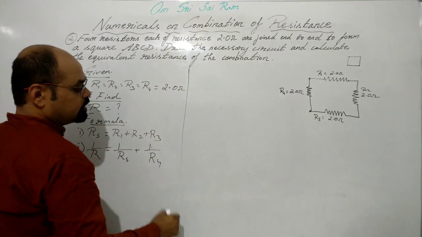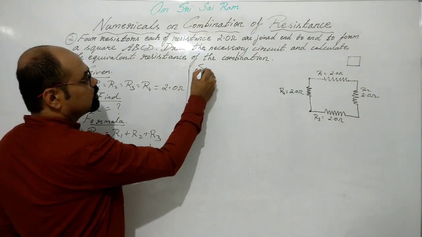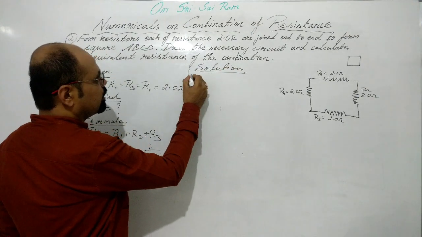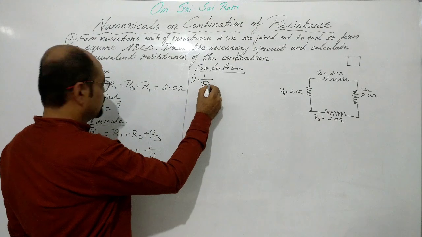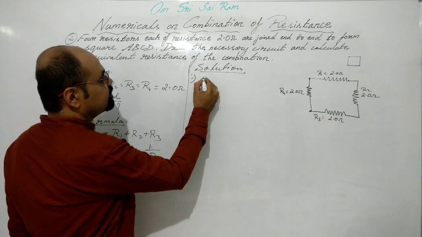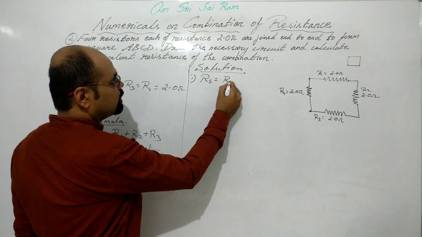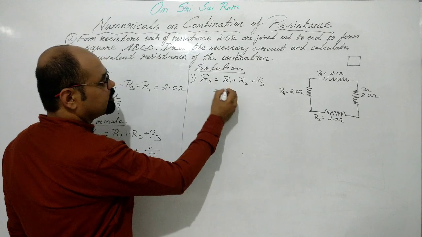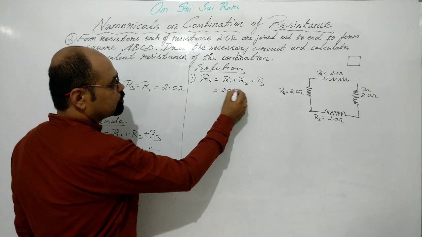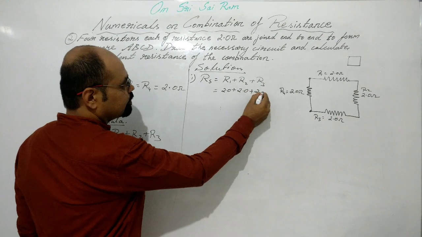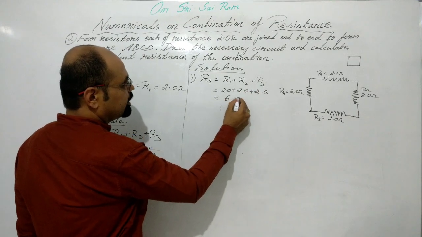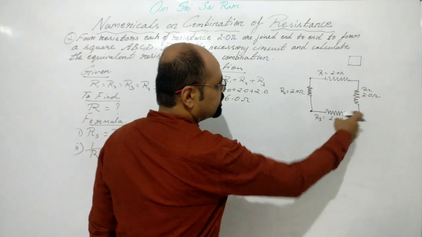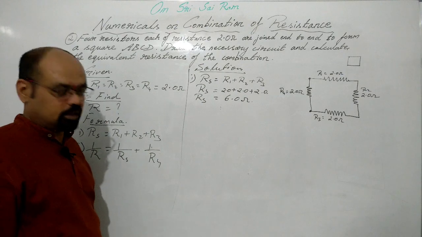Let's solve the solution for this. Solution. Okay. So Rs is equal to R1 plus R2 plus R3. So we get 2.0 plus 2.0 plus 2.0 is equal to 6.0 ohms. This is the total resistance in series of these three resistors R1, R2 and R3.